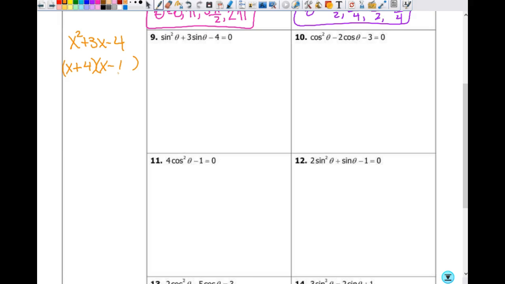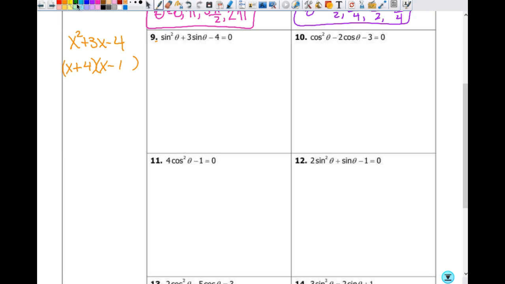Yes, no big deal. Now I want you to look at the x squared plus 3x minus 4 and look at what you have in number 9. Oh, it's the same thing. Do you see how they're the same thing? It's just that instead of x, you have sine theta. This is x squared plus 3x minus 4, right? It's the same thing. You factor it the same way, all right? You just treat them like x's.